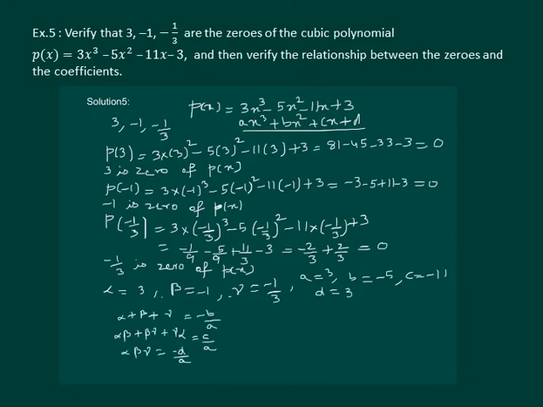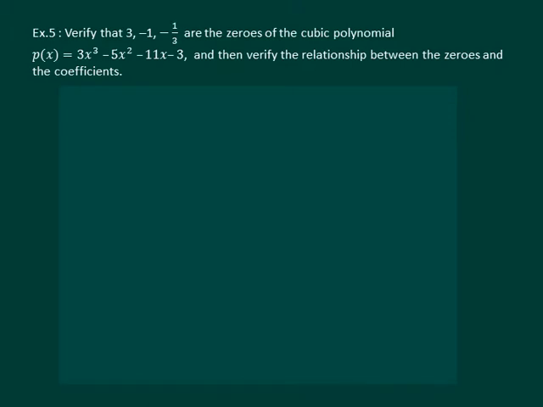We know that the following three formulas should hold, but we have to verify. So we will calculate alpha plus beta plus gamma and check if it is equal to minus b by a. Similarly, the other two expressions. We start with the verification and find alpha plus beta plus gamma equal to 3 plus minus 1 plus minus 1 by 3 gives us 2 minus 1 by 3, which is equal to 5 by 3.